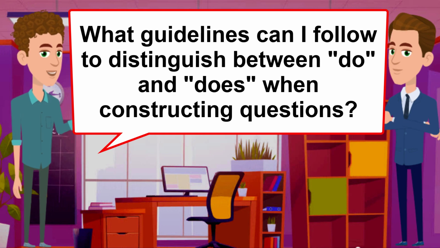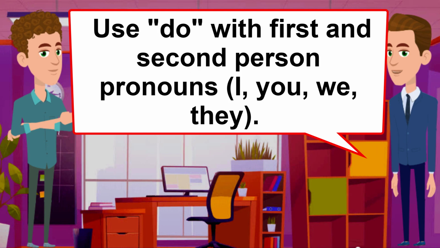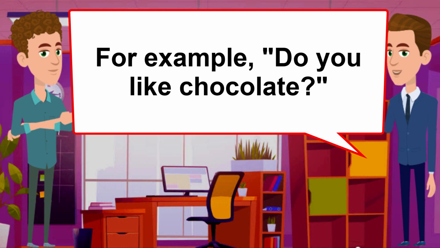What guidelines can I follow to distinguish between do and does when constructing questions? Distinguishing between do and does in questions depends on the subject. Subject pronouns. Use do with first and second person pronouns, I, you, we, they. For example, do you like chocolate?